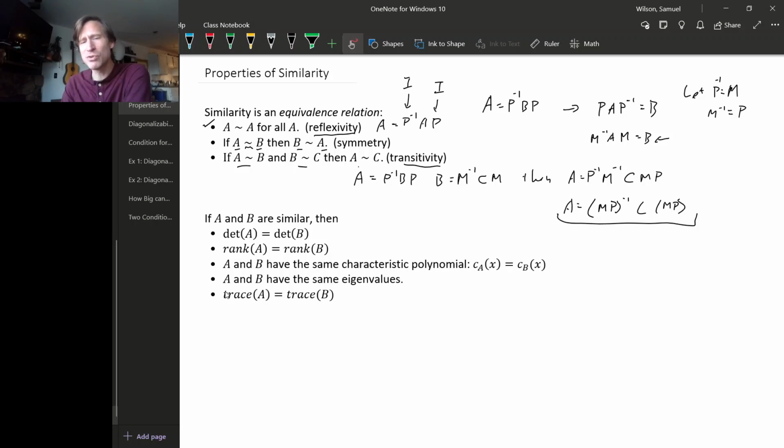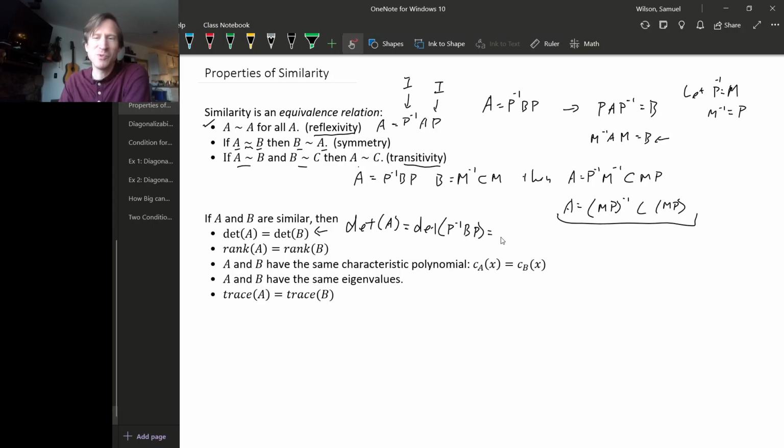I'm not going to prove all of these because it would take us a little too far afield, but some of them are pretty straightforward to show. So one is that if you have similar matrices, their determinants have to be the same. That's pretty straightforward because the determinant of A, if it's similar to B, then we can write A is P inverse times B times P.